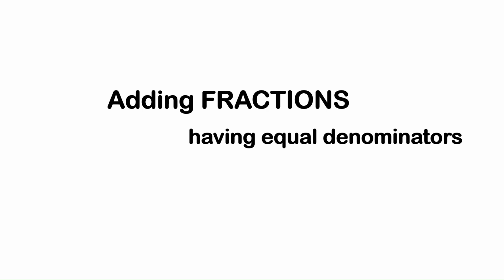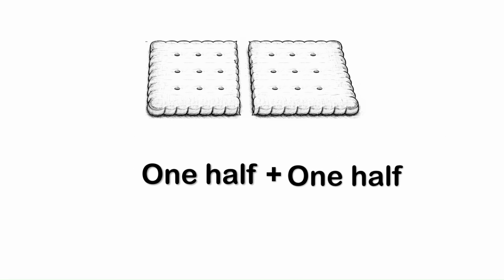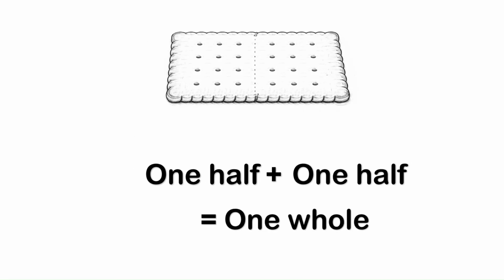In this lesson, we are going to learn how to add fractions whose denominators are equal. Look at these two fractions of a biscuit. The fraction to the left is 1/2. The fraction to the right is also 1/2. If we add these two fractions, it becomes one whole.